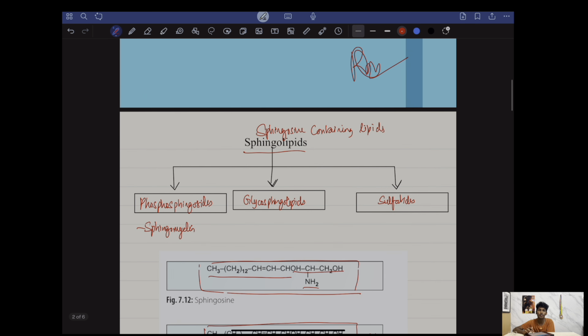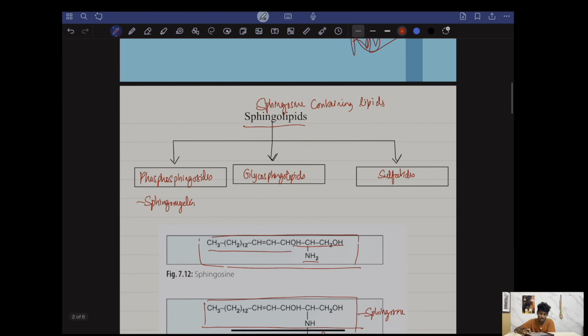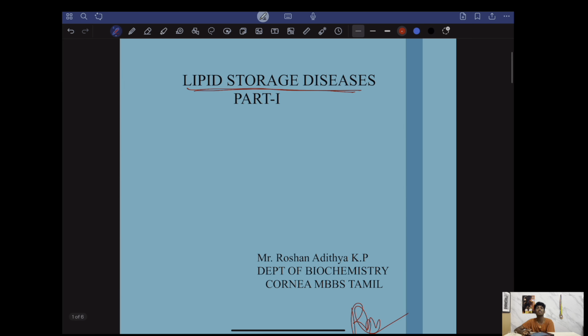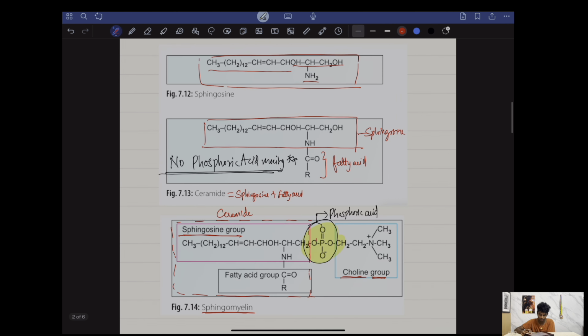So more and more lipids, once they accumulate, their excretion process will not happen inside the cell. So what will happen to that cell? It will die. Correct or not? So that is what is going to happen there. So that's why these diseases are very dangerous. So that's why we are studying this group of diseases, and these are clinically very important.